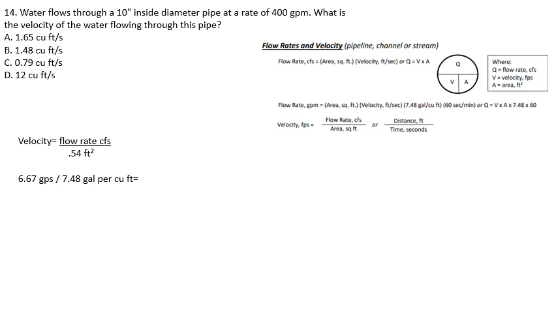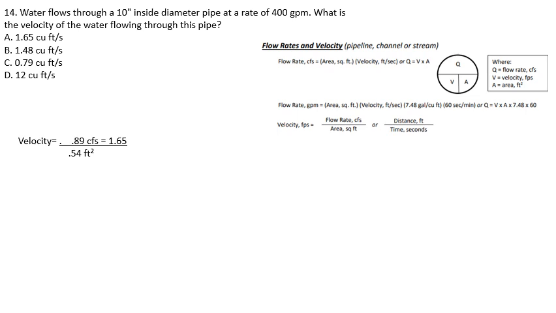There's 7.48 gallons per cubic foot. Divide. All right, the answer to that was 0.89 cubic foot per second. Divide it by 0.54 square feet. Your answer is 1.65 cubic feet per second.